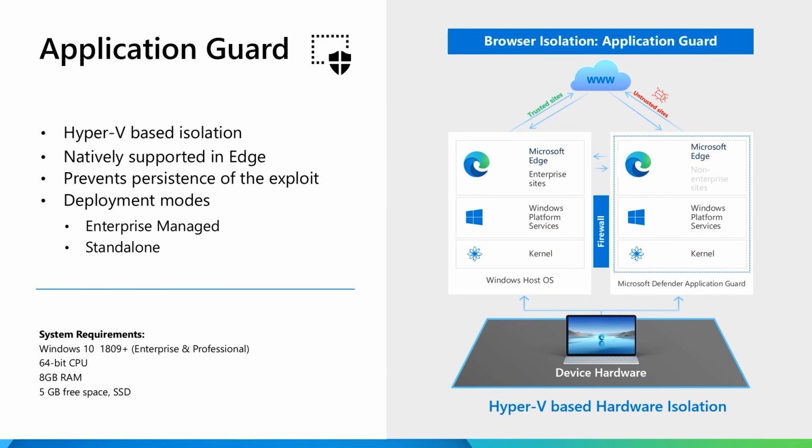The way Application Guard works is that it runs on Hyper-V based isolation. It is natively supported in Edge, and it prevents persistence of the exploit. Today, there are two deployment modes for Application Guard. The first one is enterprise managed. For that one, the enterprise would set up a site list of trusted sites that go on the native browser, and then everything else would go in isolation. The second mode that is possible is standalone. The way that works is the user would manually open an isolated instance and run their whole browsing there.